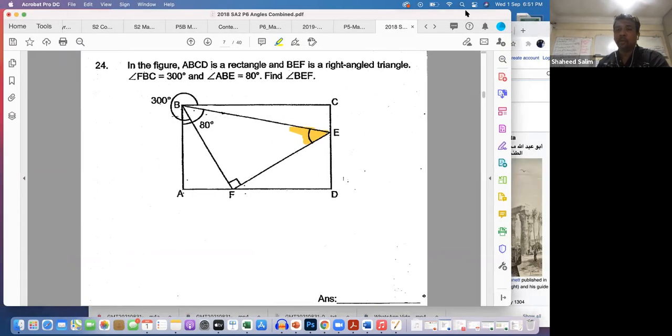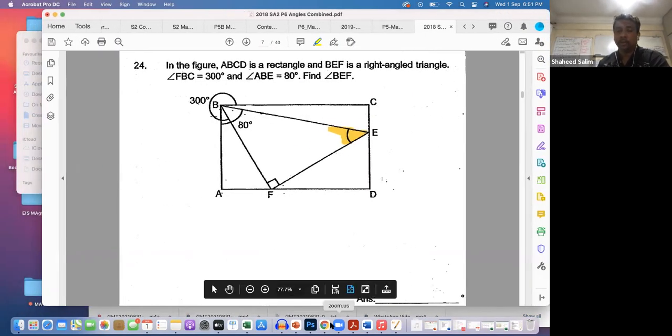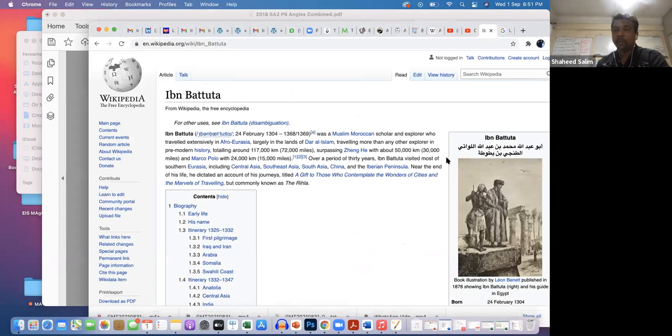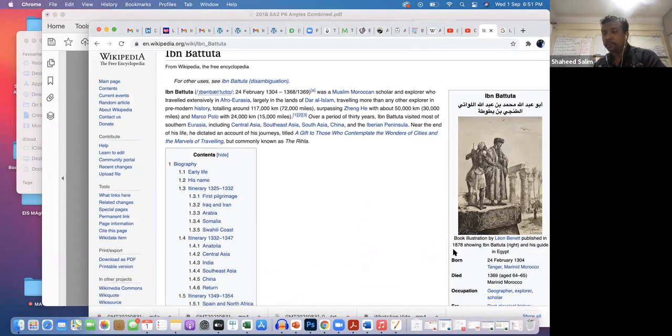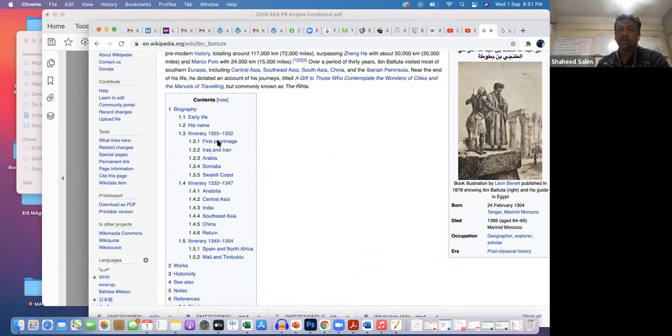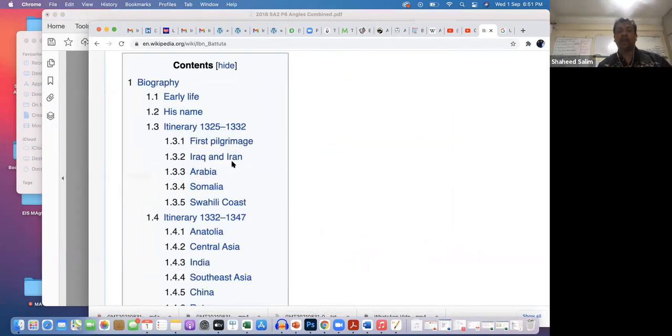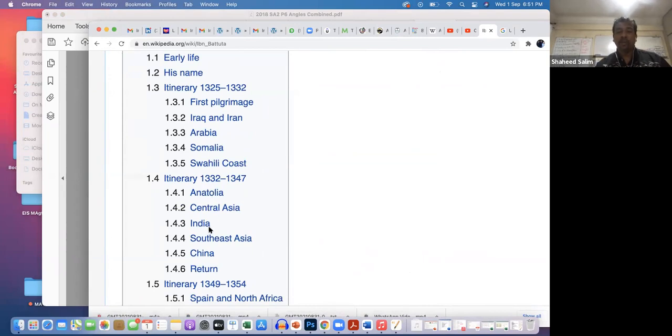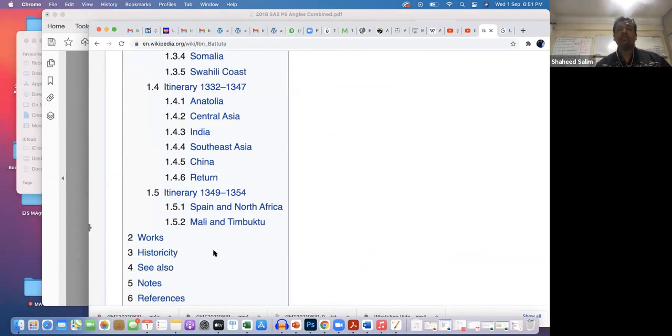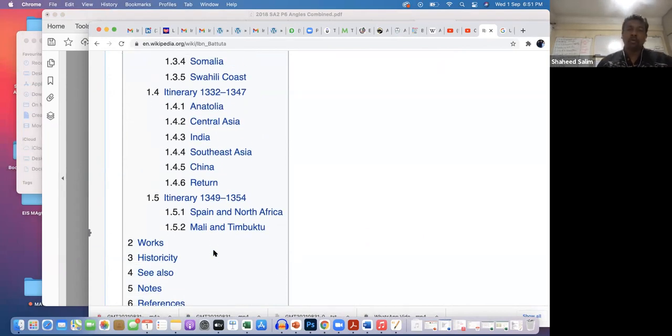Ibn Battuta. Where is Ibn Battuta? Ibn Battuta, yes. Can you see them? Okay, people draw it. So the first pilgrimage, they went to Iran, Iraq, Somalia, Arabia, Swahili, went to India, China, went to so many places, and one time you go many years.